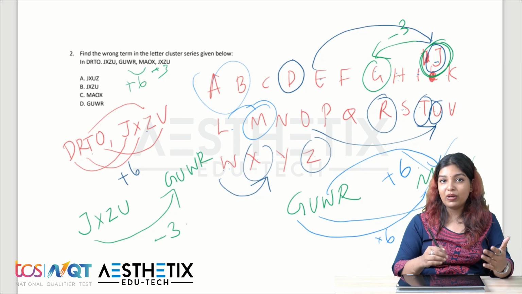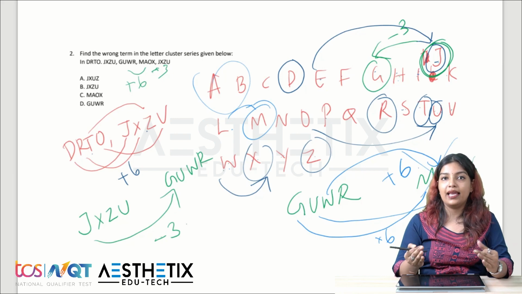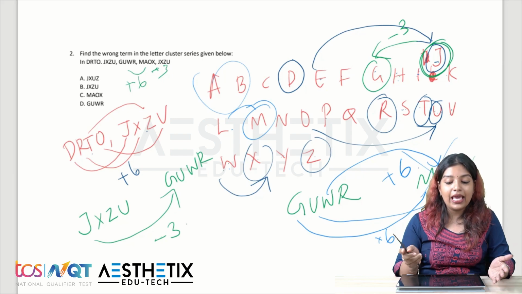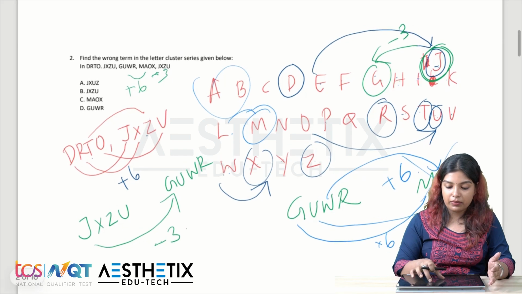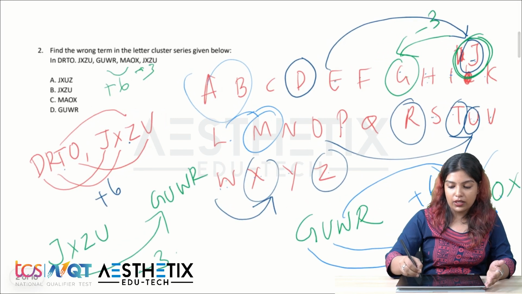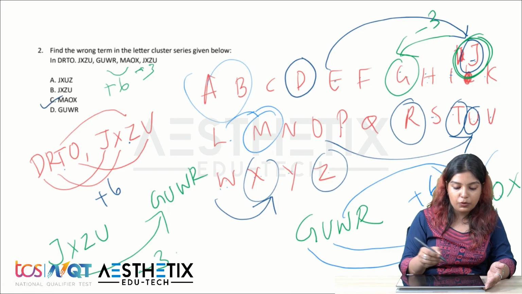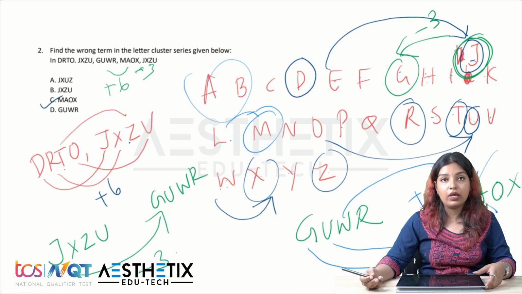So the pattern should be plus 6, minus 3, plus 6, and again minus 3. But the term MAOX is not matching our pattern. So that is the odd man here. Okay, so the correct option is option C, MAOX.